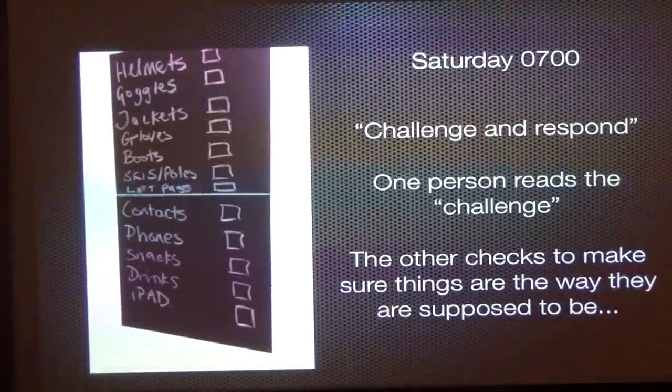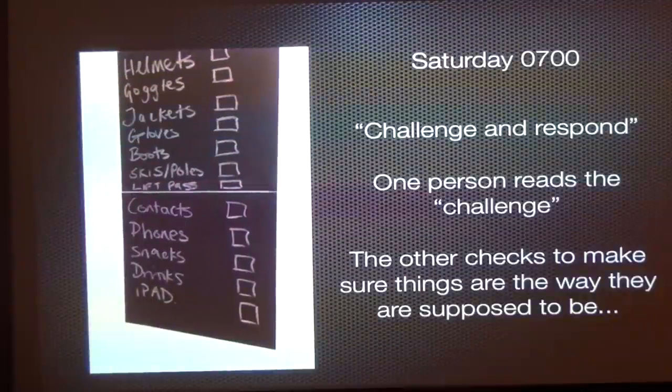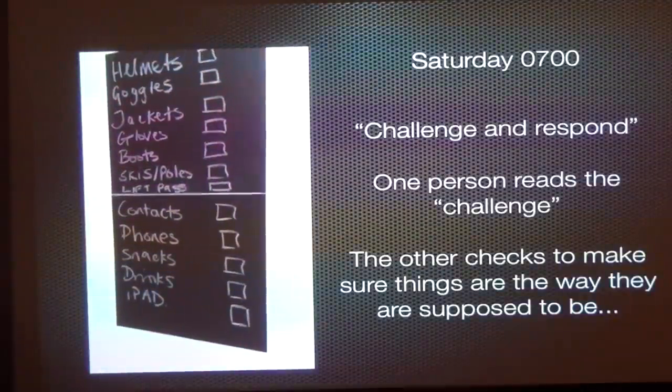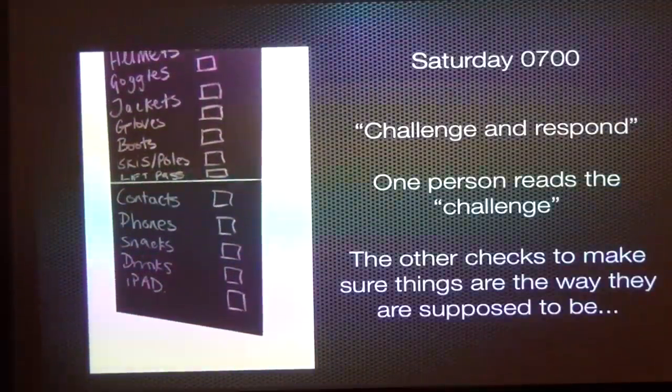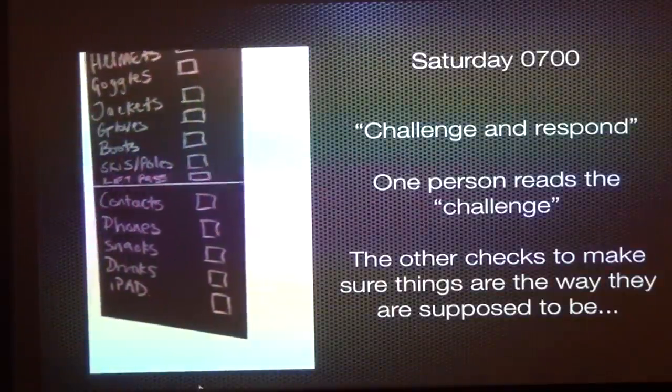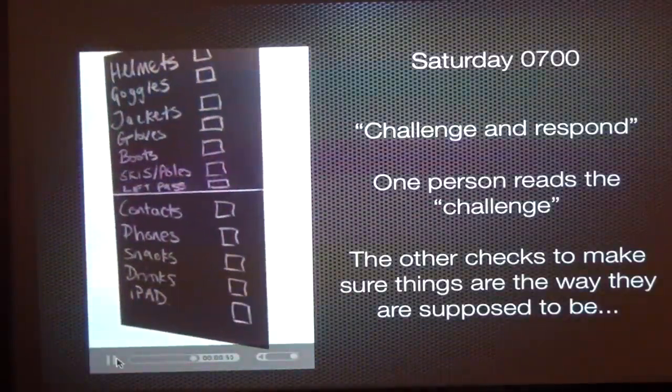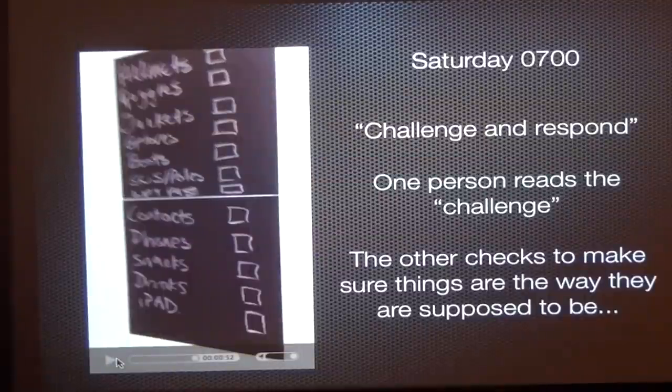Boots. It's in my hands. Snacks are in the green backpack. Okay. Drinks are in the green backpack. iPad. Okay, triple check.